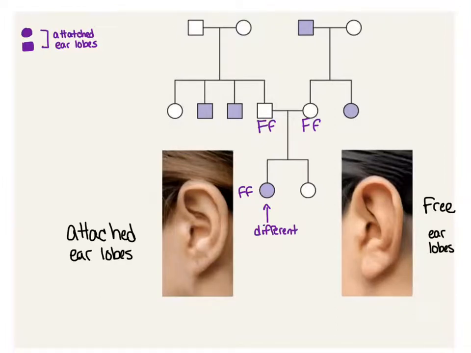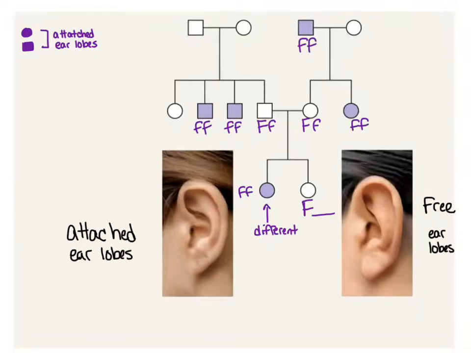That also means that her sister is going to have at least one copy of the free earlobe allele, but we don't know what the second copy is, and frankly, we don't really care, so we just put a blank there. All right, so we need to fill out the rest of this pedigree. We know everybody that's shaded is going to be homozygous recessive for attached earlobes, so we can just go ahead and fill that in. Those are all going to be little f, little f.